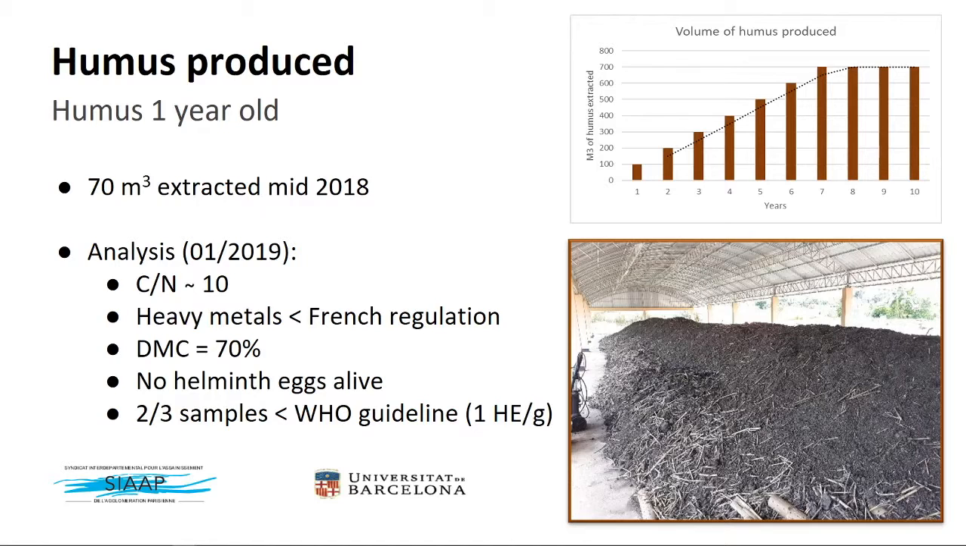After 2 years, we get more. After 3 years, we get more. And after the whole cycle of all the beds, we will reach the production level, the daily routine, and we will get 700 cubic meter of humus per year. So it means that after 7 years, what you will see here will cost about 100,000 euro.